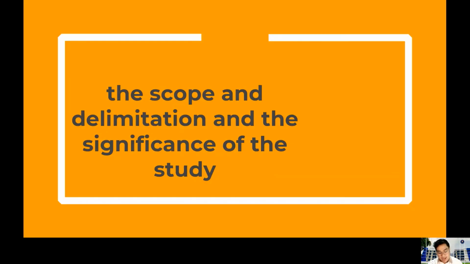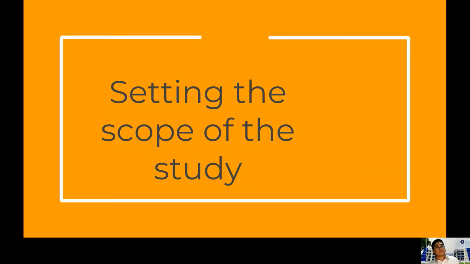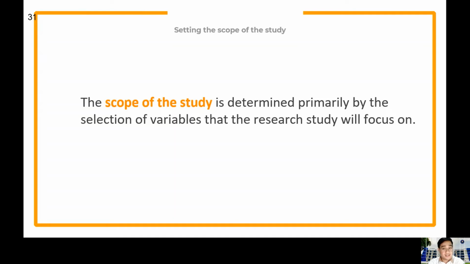Okay, so with that, let's proceed with the scope and the limitation and the significance of the study. So setting the scope of the study. The scope of the study is determined primarily by the selection of variables that the research study will focus on. Okay, let's proceed now to the next slide.